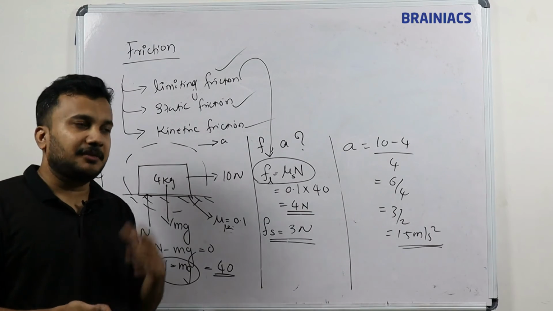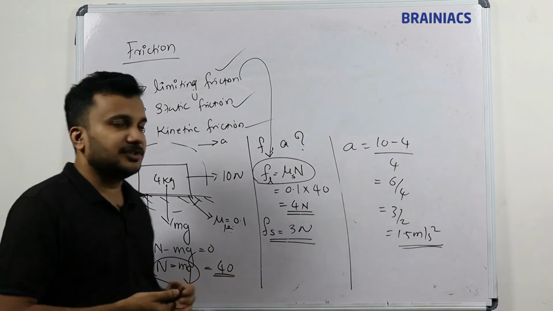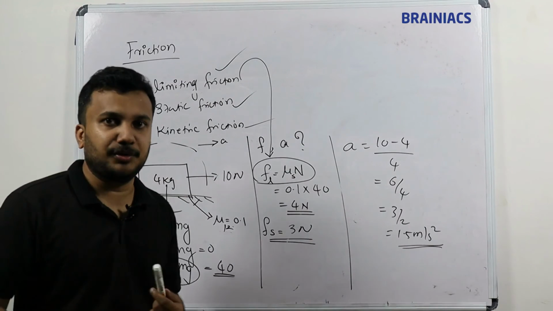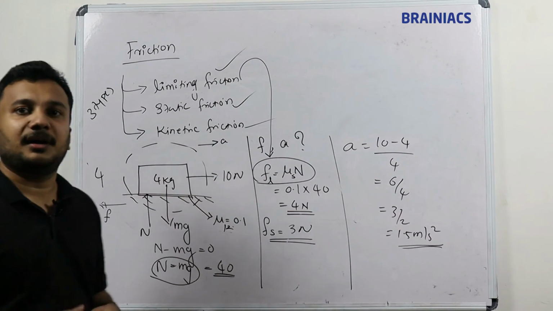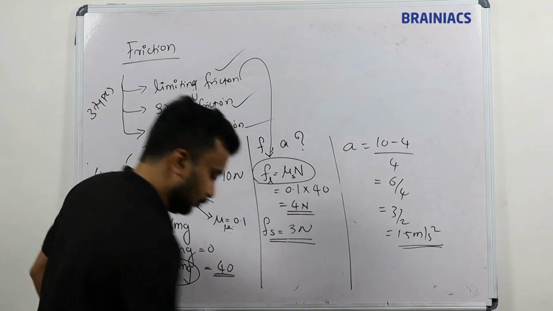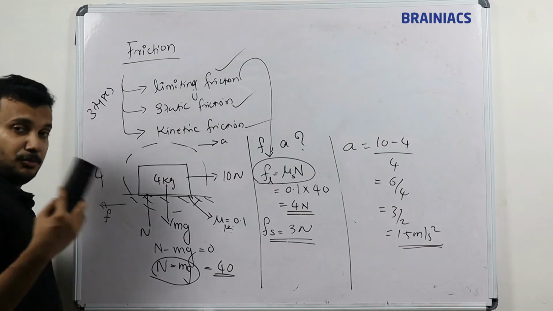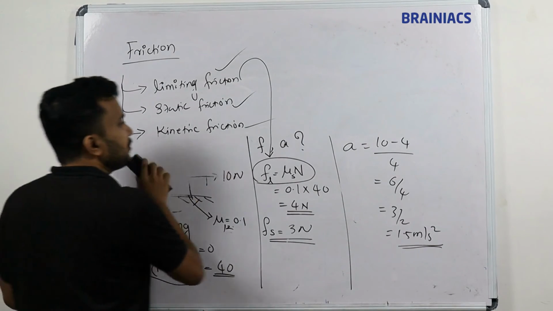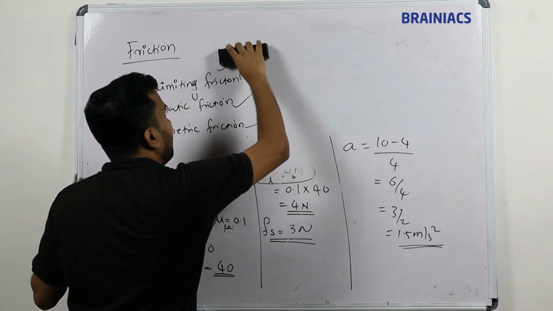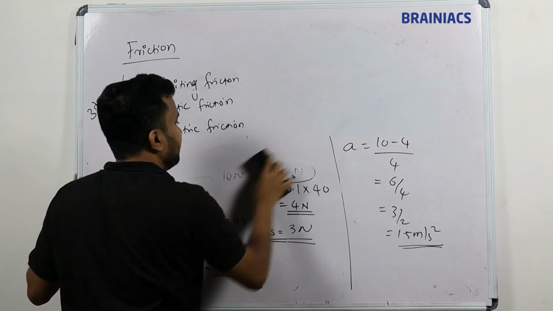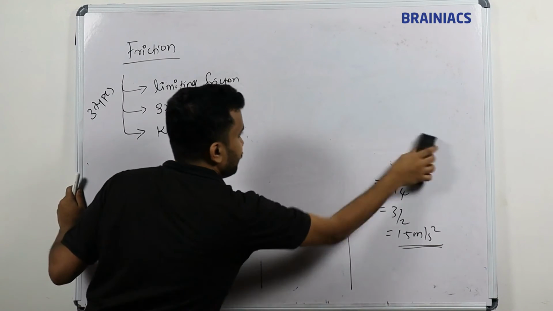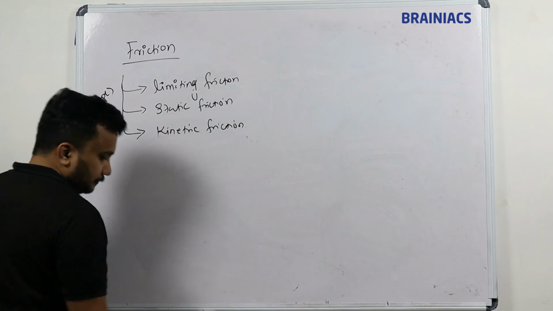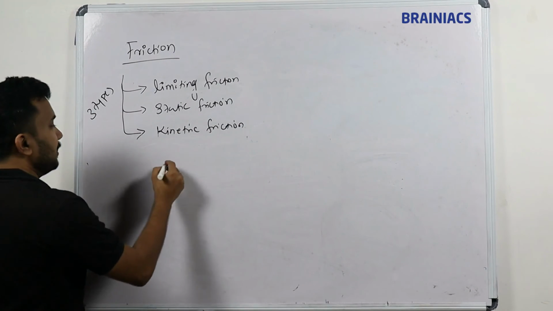In certain questions, if mu s or mu k or some values are given, you have to find out what you need to apply, and take that value and substitute. We will see one more example so that it will be very clear to you. So I know limiting friction will have the highest value, then static friction, and then kinetic friction. Everything should not have the highest value, right? We'll see one example.